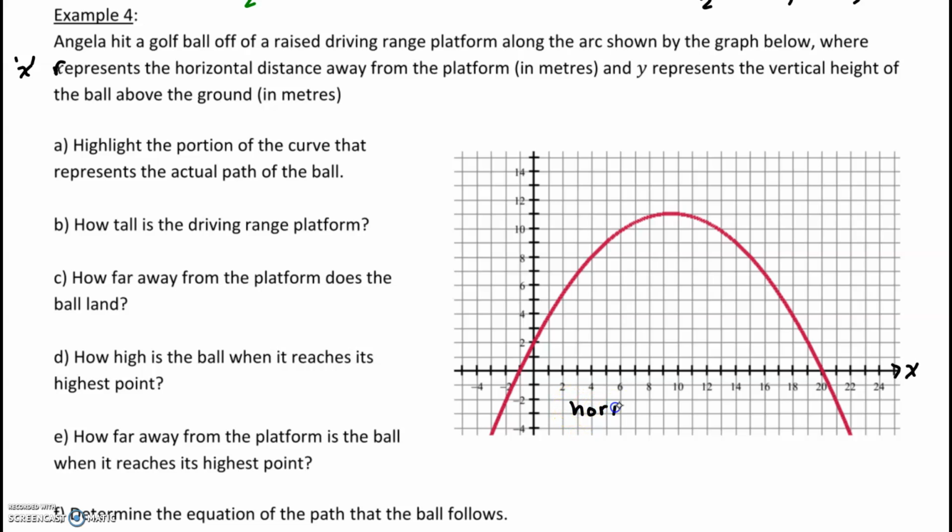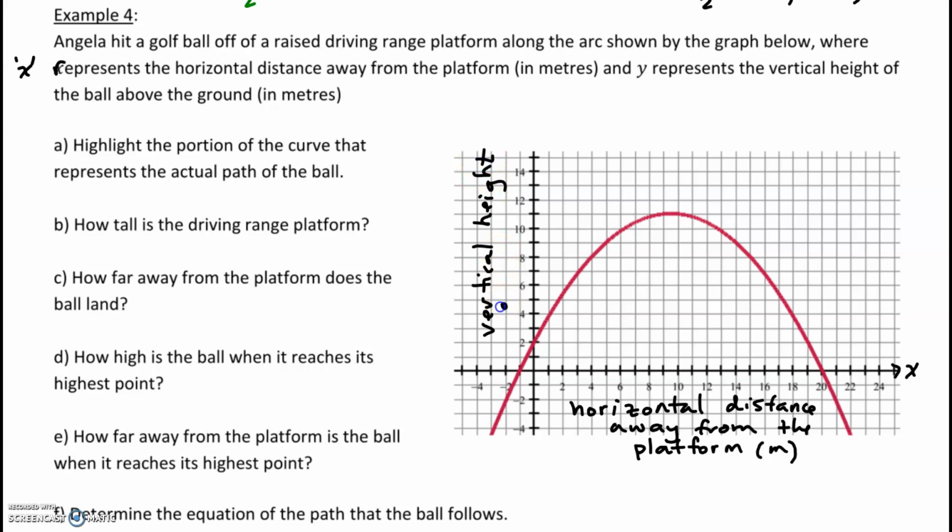This is horizontal distance away from the platform. And they say that that was measured in meters. Okay, and then it says Y represents the vertical height of the ball above the ground in meters. So on the side I'll write vertical height of the ball.